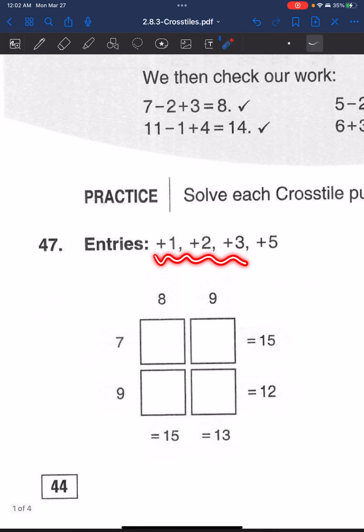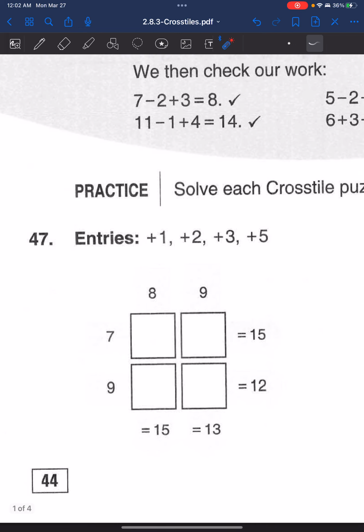The numbers that we can use are 1, 2, 3, and 5. We'll look at the left column first. From 8 to 15, we need to add 7, since 8 plus 7 is 15. And the only possible way of getting a 7 is by using 2 and 5. Again, it can go like this, or it can also go this way, either way.